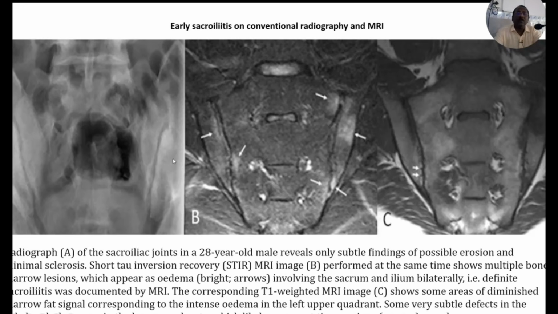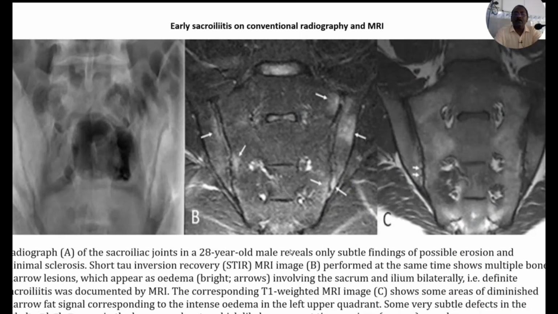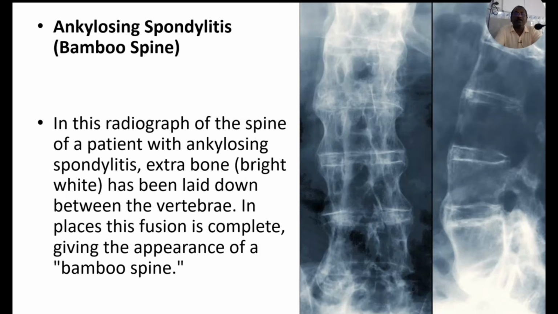See the radiograph here. So this is your MRI. These bright spots show the tissue edema, and at the same time show multiple bone marrow lesions which appear as edema. These are the bright areas. So this shows the bone edema, and that shows your ankylosing spondylitis, sacroiliitis.